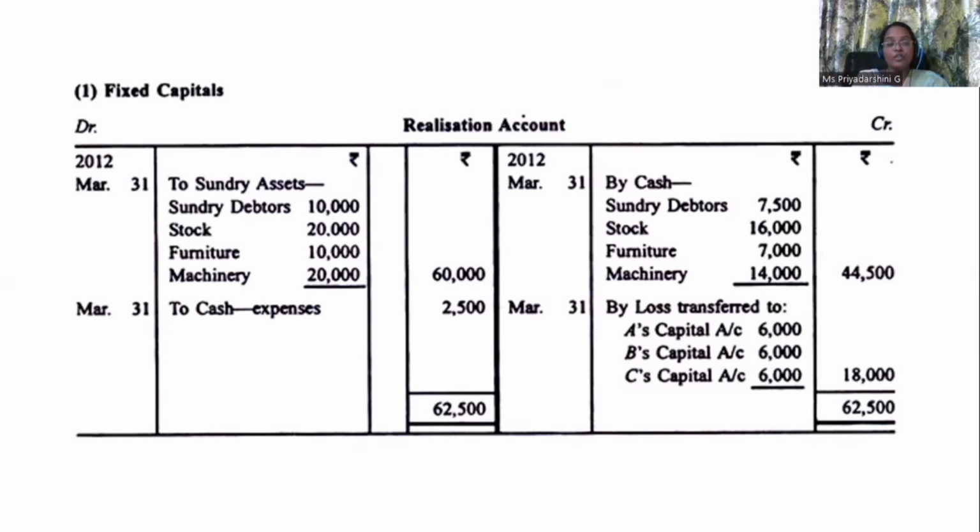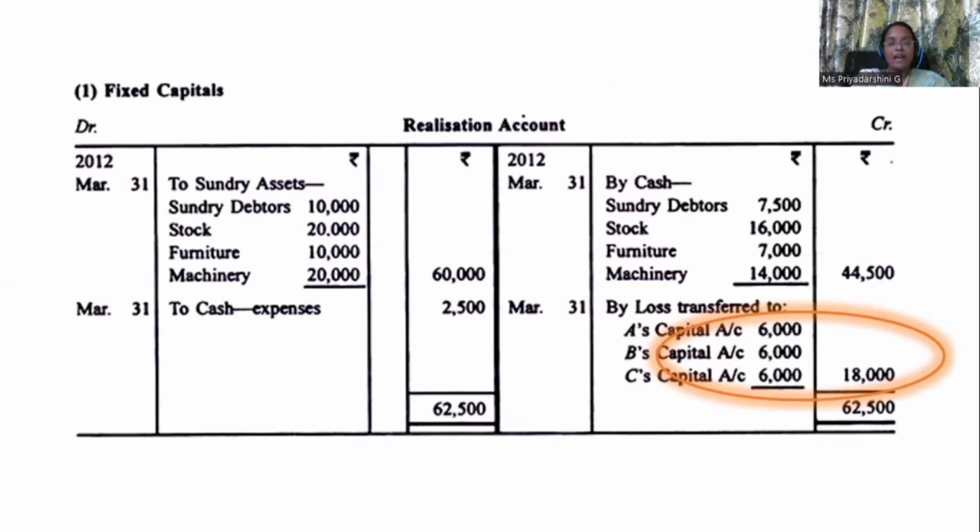Also, we have paid some 2,500 towards cash expenses. So that's why it is being debited again in realization. And finally, we are supposed to find out the balancing figure, which happens to be on the credit side, loss transferred. So this loss is being transferred to all the partners in their profit sharing ratio. If you see this question, this A, B, C, the partners are sharing their profits equally. So we are just right now sharing that 18,000 in equal manner, 6,000, 6,000, 6,000 for partners A, B, and C.